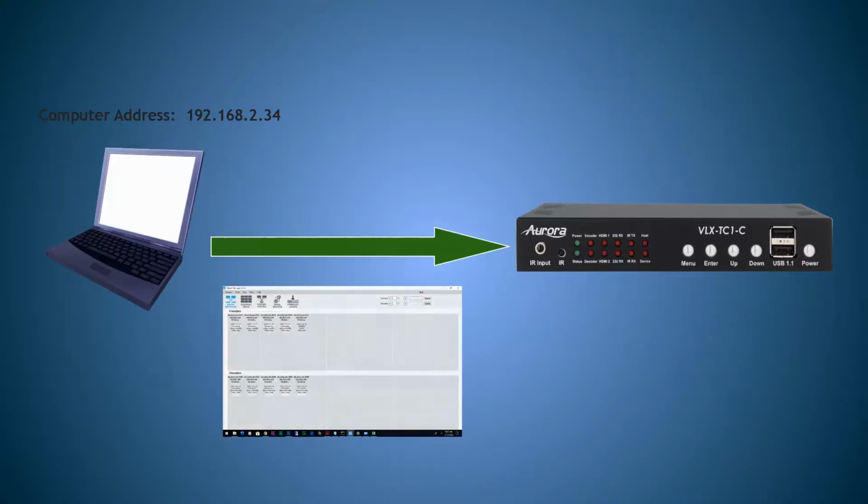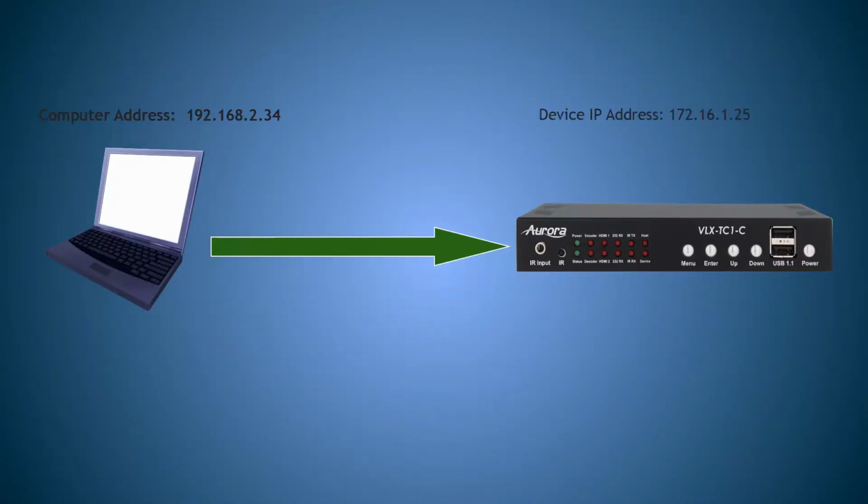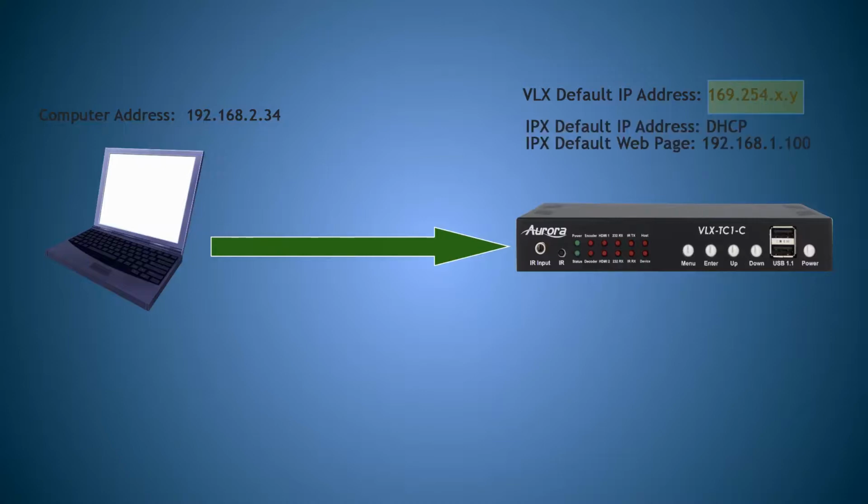Some common connection issues are IP address mismatch. When the connecting PC and the device are not on the same IP class or subnet, no connection can happen. The VLX defaults out of the box to an IP auto mode. This address is not DHCP, but an automatically assigned address based on its MAC address. Typically, this is an address in the class of 169.254.x.y range.